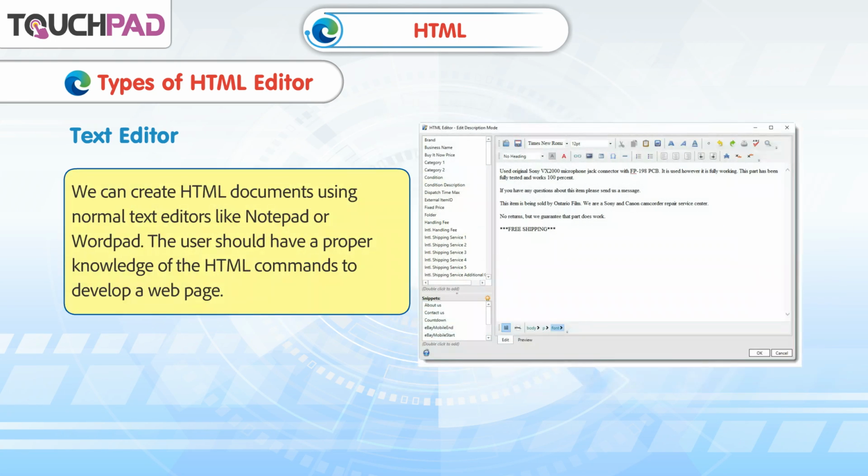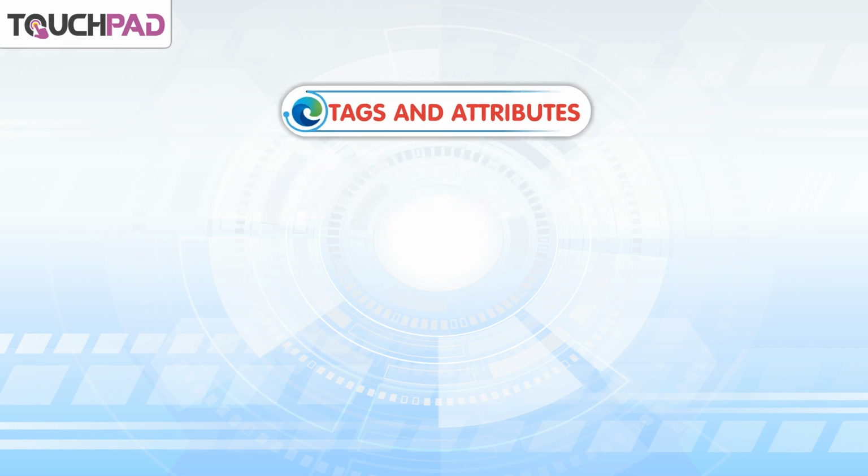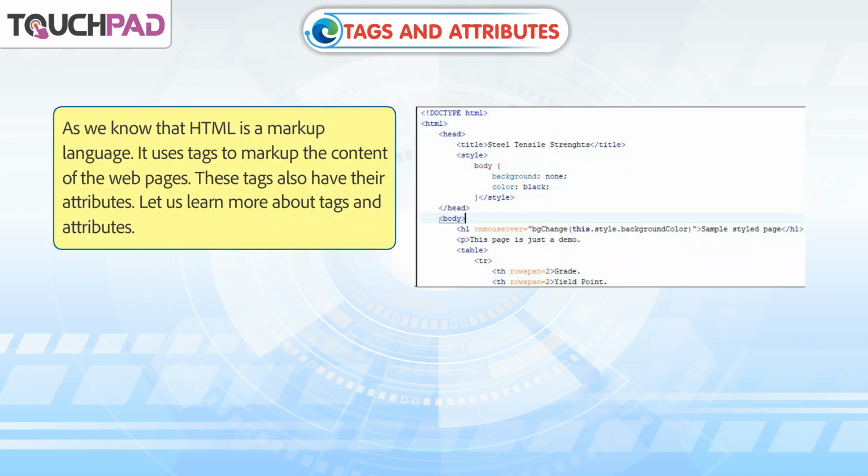Text editor. We can create HTML documents using normal text editors like Notepad or WordPad. The user should have a proper knowledge of the HTML commands to develop a web page. Tags and attributes. As we know that HTML is a markup language, it uses tags to mark up the content of the web pages. These tags also have their attributes. Let us learn more about tags and attributes.